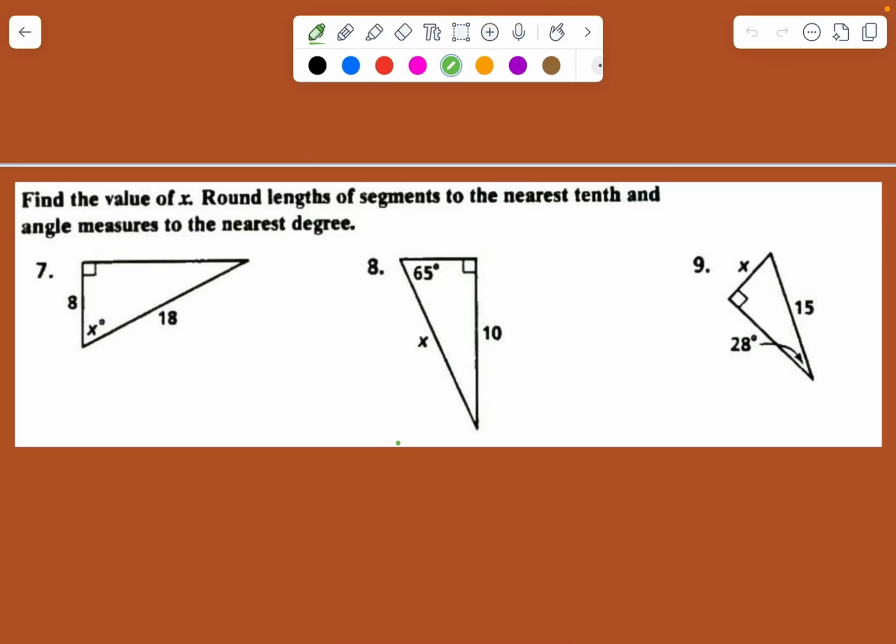So in our next section, we're going to be solving 7, 8, and 9. I'm going to do these with you. But first, we're going to write our trig functions to keep them close and handy.